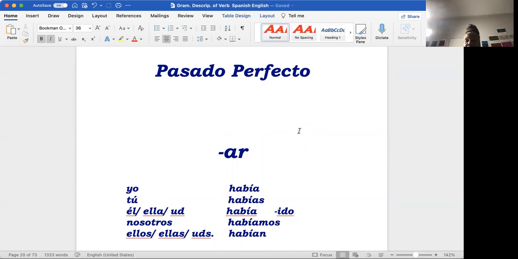Now, the past tense of the verb haber, which is to have in English, as an auxiliary verb, it's había, habías. You see those accents over the I? That's very important. You can't just skip that. Había, habías, había, habíamos, habían. Oh, I see I made a mistake.